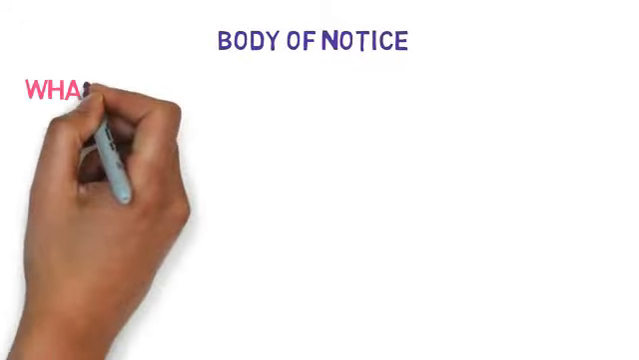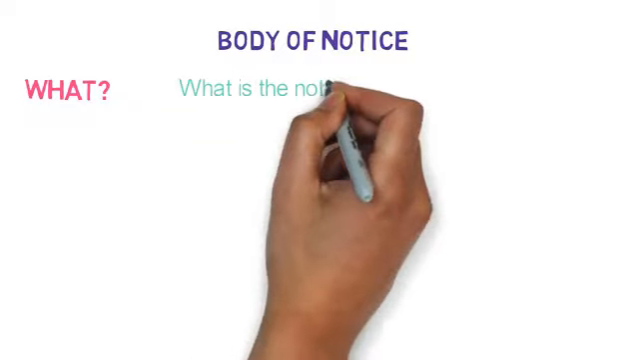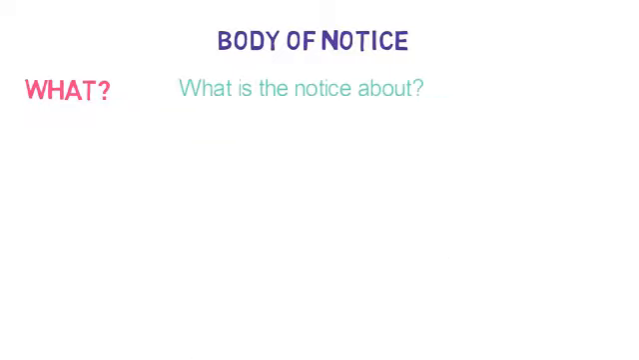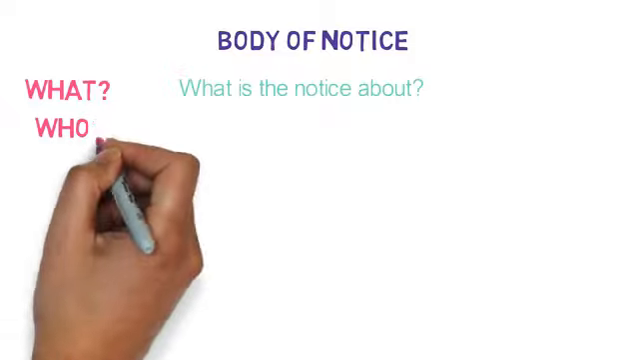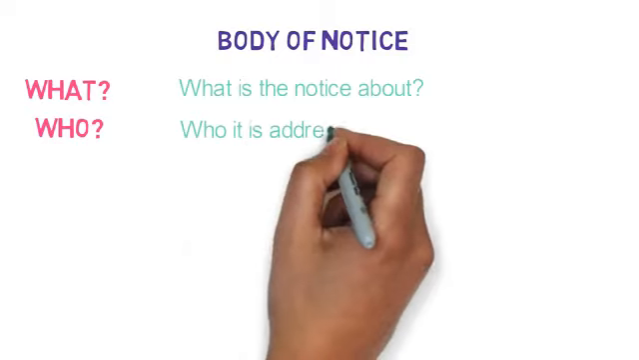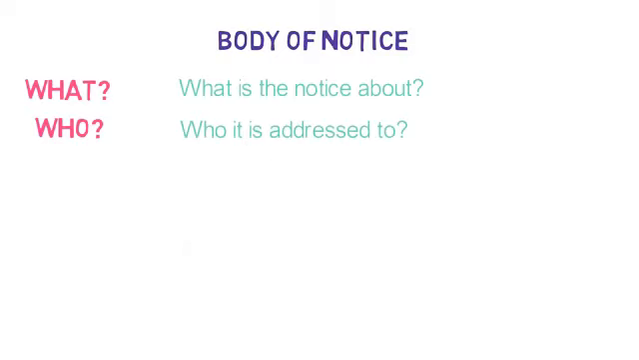Remember to answer the 5 W's while writing any notice and you won't have problems while writing it. First one is what. So what is the notice about? The notice should clearly mention what is going to happen or what has already happened. Second one is who. This is who the notice is addressed to. Who all are supposed to adhere to the notice should be clearly mentioned to avoid confusion.